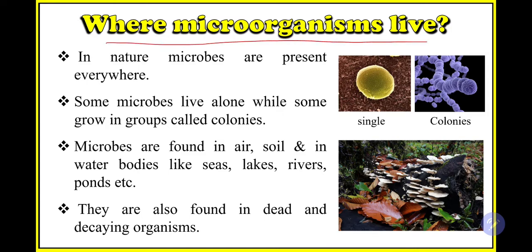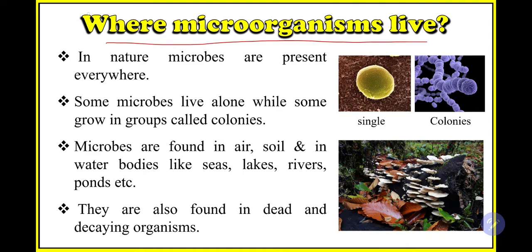So far we know who microorganisms are, how they are affecting everything, and how many types there are. Microorganisms are small organisms which we cannot see with our naked eyes. We need a microscope to see them. There are two types: one is unicellular, another is multicellular. Uni means only one cell, multi means more than one cell.